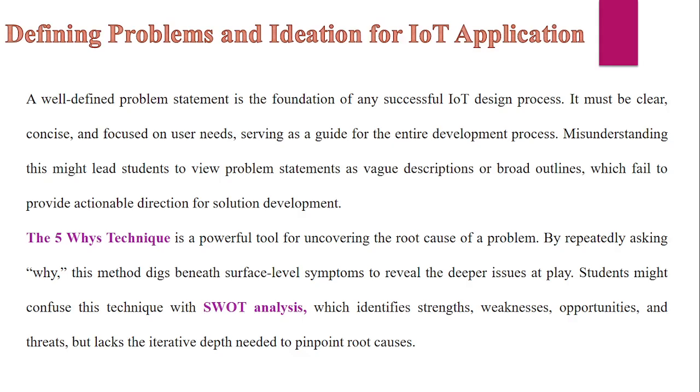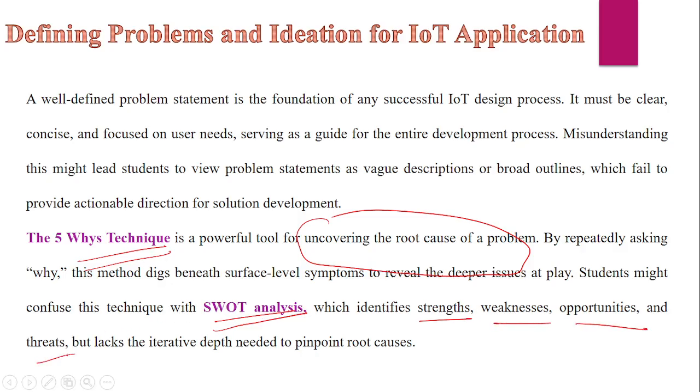So from this module, you have understood how to define the problem, and after defining the problem, what the different methods are to create ideas for IoT applications. We have seen the 5 whys technique because it uncovers the root cause of the problem. After that, you looked at the SWOT analysis, which identifies strengths, weaknesses, opportunities and threats for any problem. Because after defining the problem statement, you have to go for the analysis to create the ideas.